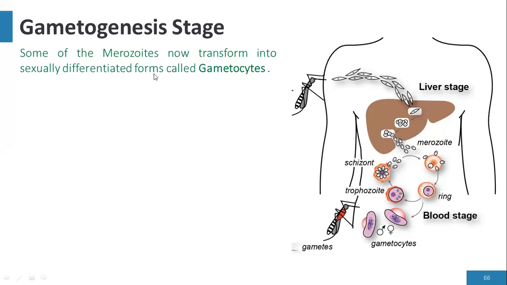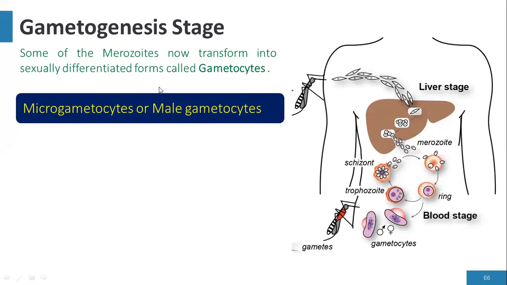So now it takes a step called the gametogenesis stage. Remember, when it entered the human being, first was the exoerythrocytic stage in the liver, later the erythrocytic stage, and now the gametogenesis stage. Some of the merozoites understood that it is very difficult to survive now. Not all merozoites understand this. Some merozoites who are getting more fever and are troubled more now transform themselves into a sexually differentiated form, and we call them gametocytes.